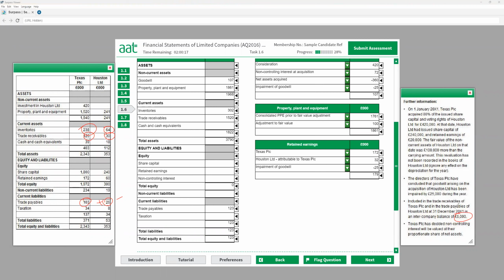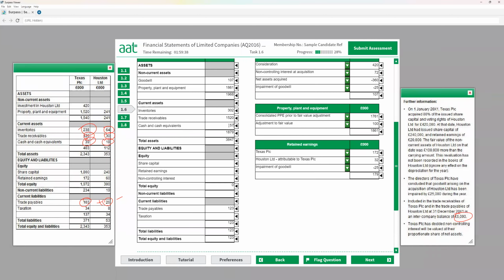This is included in the trade receivables of Texas PLC and in the trade payable of Houston PLC at 31st December 2011 is the intercompany balance of 6,000. So if there is any intercompany balance, you have to take it out always. All right. So then we have a cash and cash equivalent. So we have a 39 plus 18. So 39 plus 18, that's 57.